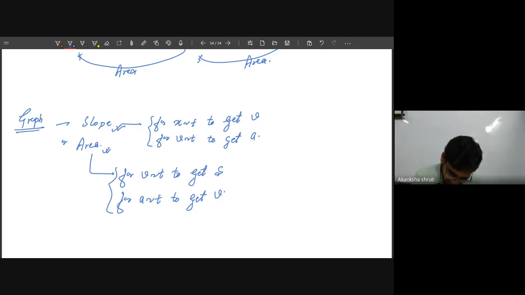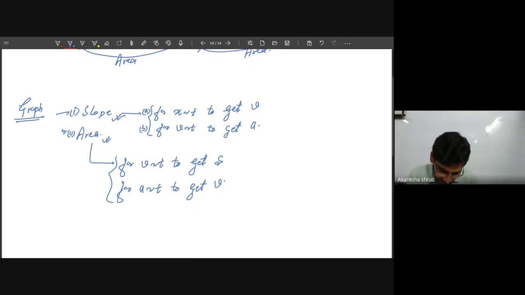From the graph, either we have to calculate the slope, means the first is this one or the second is this one. Now the slope of two kinds of graph is possible. For xt it is possible, and for vt it is possible. And if we consider the area, then area for vt it is possible, or for at it is possible. Okay, students, so these things you have to keep in mind.